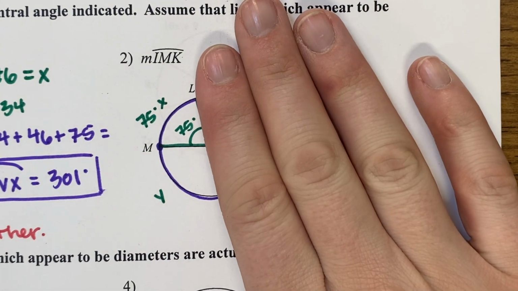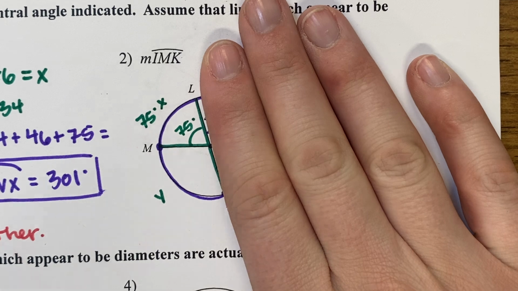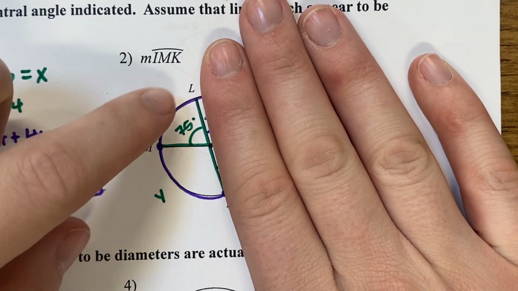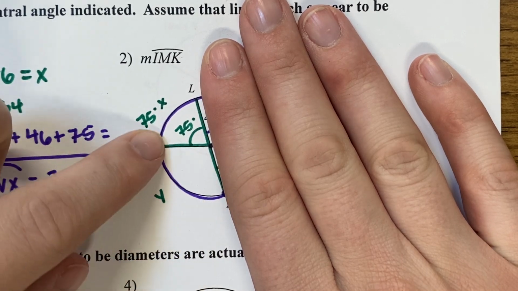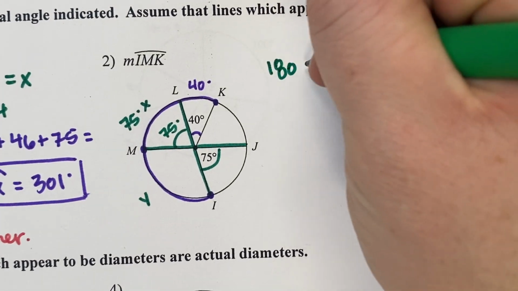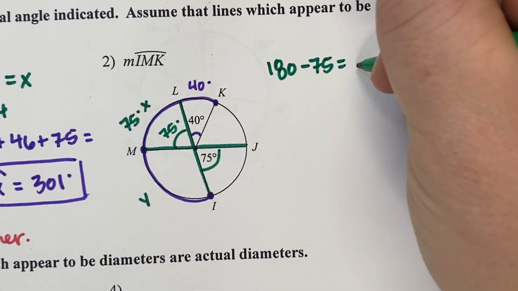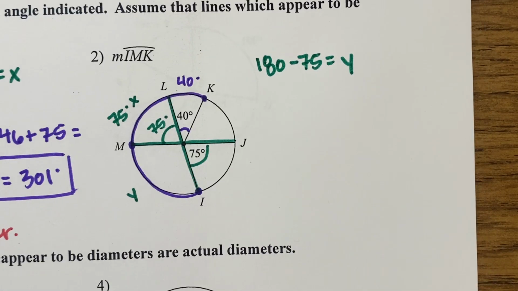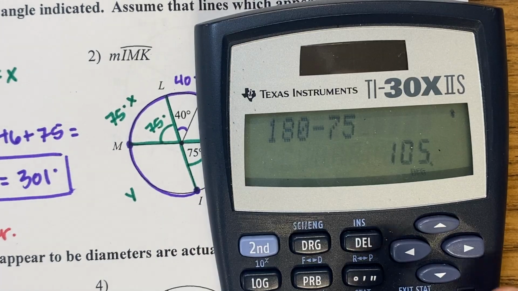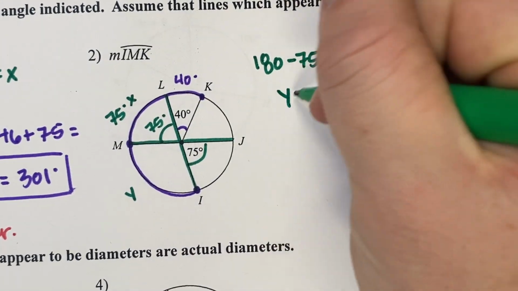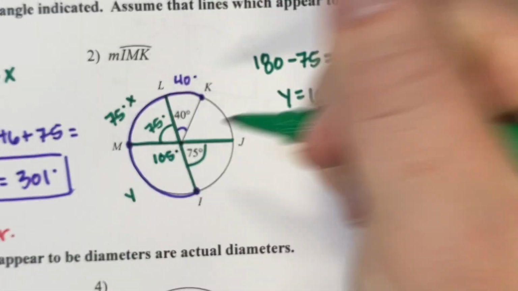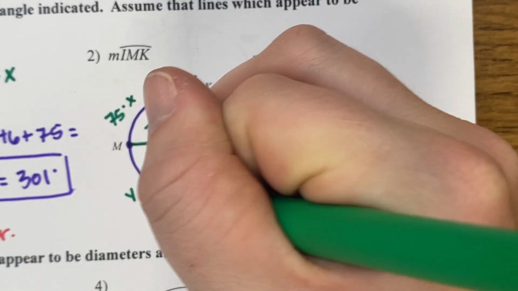Okay, so again, half of the circle is 180 degrees. Well, if we take the whole half, 180, take away the piece it gives us, so subtract 75, we'll be able to find the missing piece. Okay, so let's go ahead and do that. 180 minus 75, and this time it's going to give us our Y. That's that piece we're missing. Okay, so we have 180 minus 75, and we get Y is equal to 105 degrees. So if that's 105, that means our arc is 105.